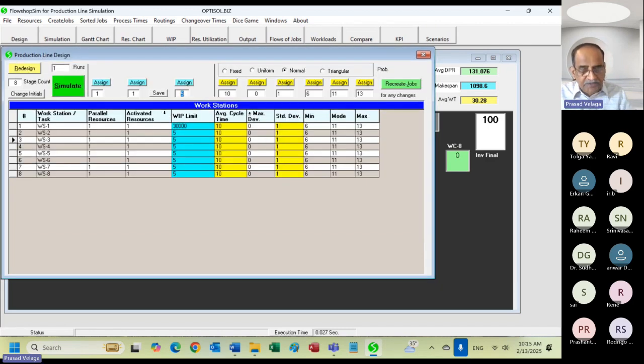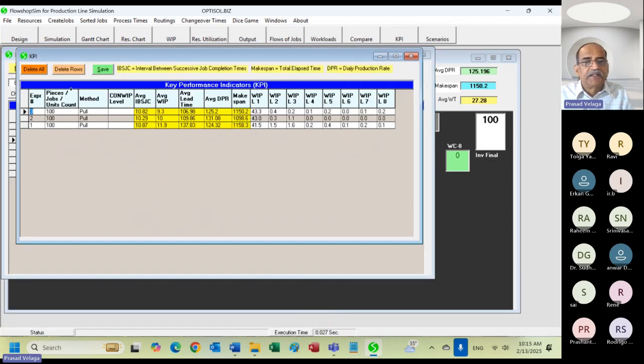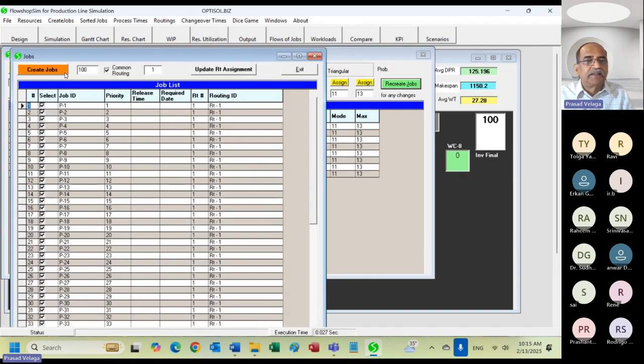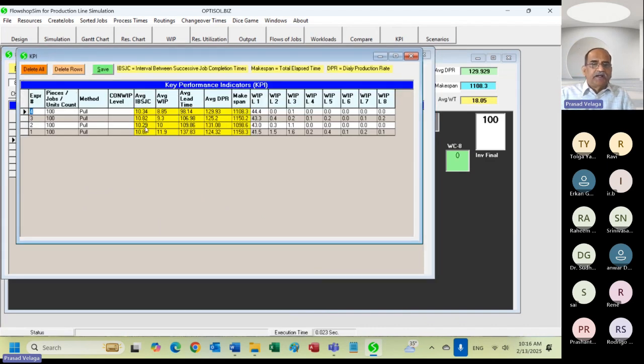So let me take a WIP limit 2 and standard deviation 2, and create the jobs and simulate. Now in this scenario, the WIP limit is 2, standard deviation is 2. We got this. And the fourth one here, assign 1, create jobs and simulate. So I got 4 scenarios.